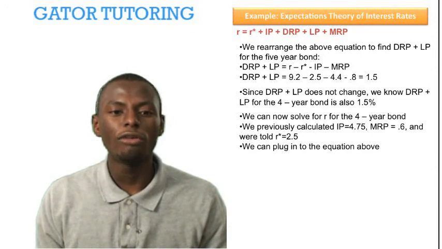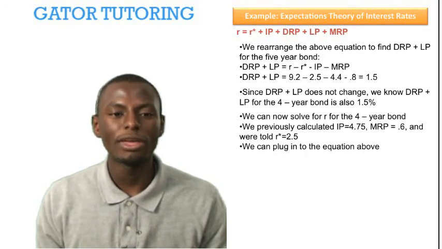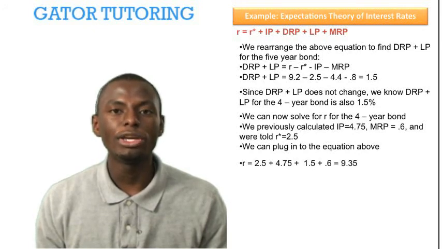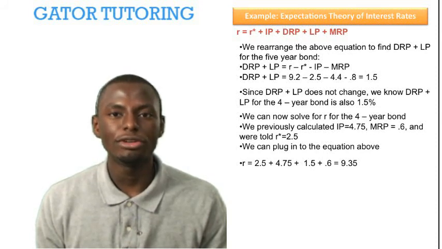We can now solve for R for the 4-year bond. We previously calculated inflation premium equals 4.75%, maturity risk premium equals 0.6%, and we were told that the risk-free rate is 2.5%. So now that we have all these figures for the 4-year bond, we can just plug them into the above equation. R equals 2.5 plus 4.75 plus 1.5 plus 0.6 equals 9.35%. And that's the rate of return for the 4-year bond.